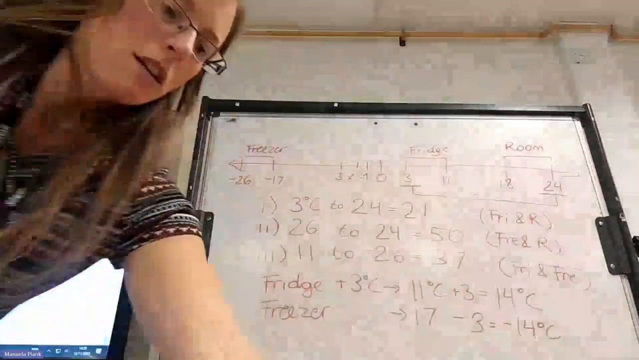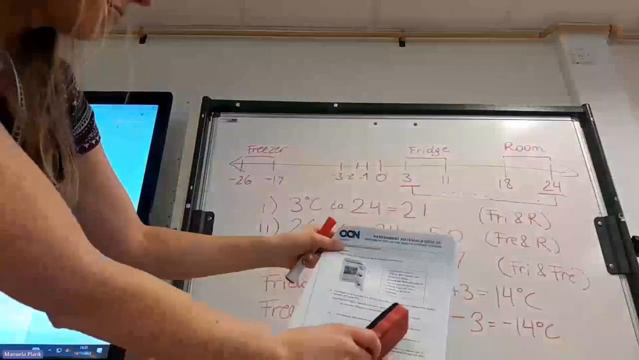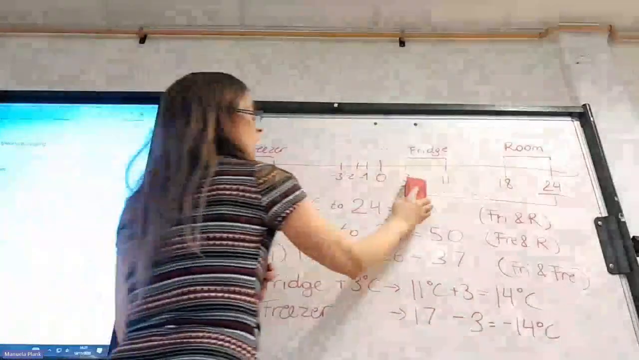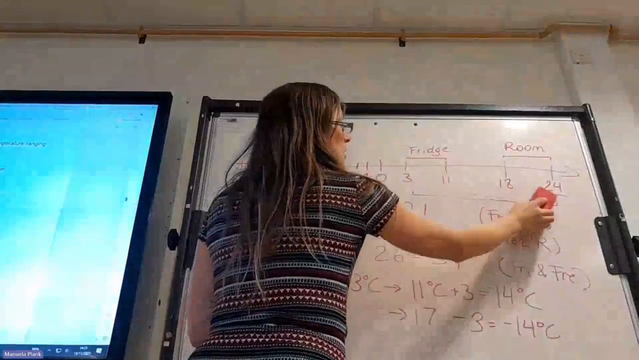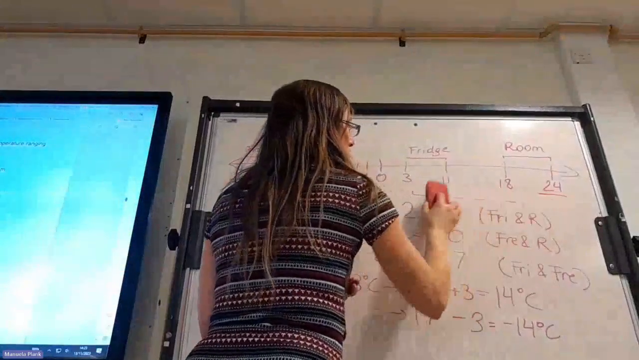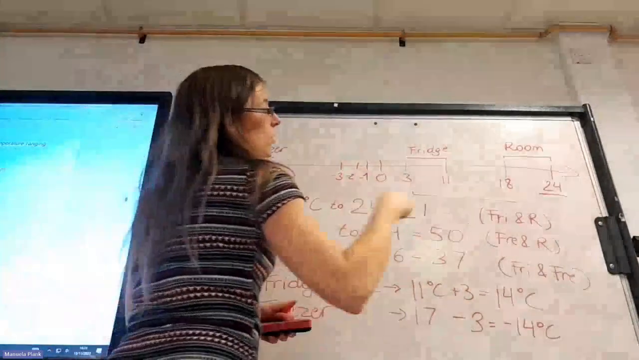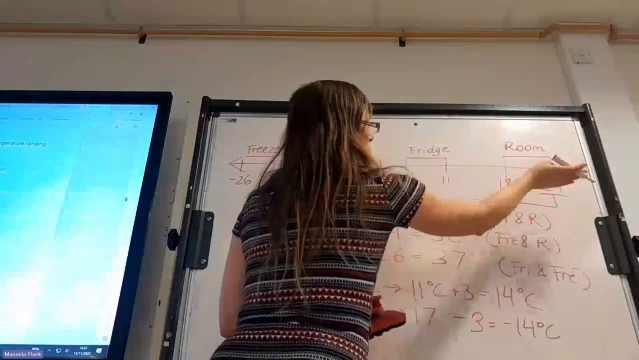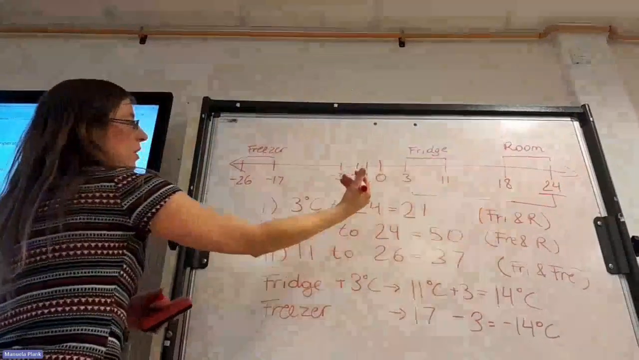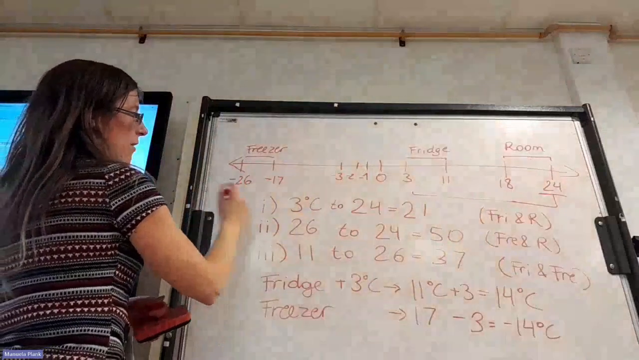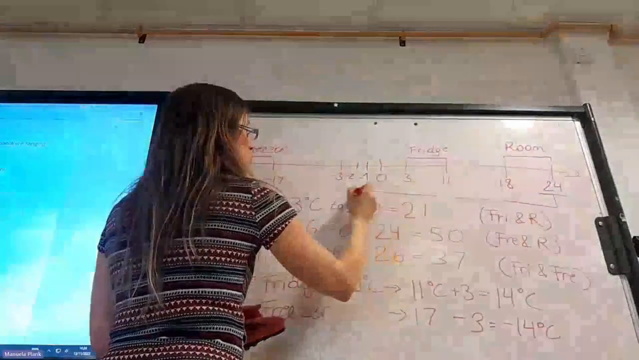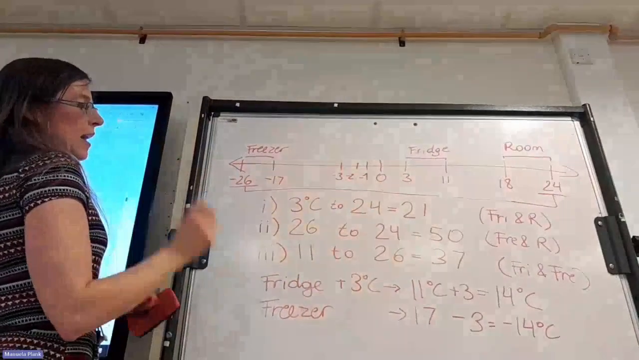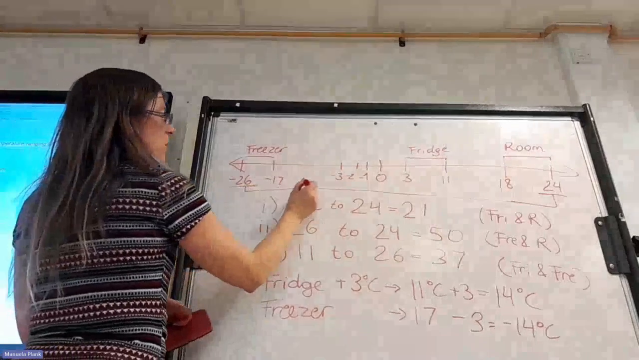B says the maximum difference temperature between the freezer and the room. So we have the freezer here and the room here. We've already established that this is the highest number, 24. So we're not going to take 18 because that's not as long. So we want to take the furthest number to the right. And then we want to take the furthest number to the left, which is then all the way over here. So we take these two numbers. And now we want to calculate the steps in between.